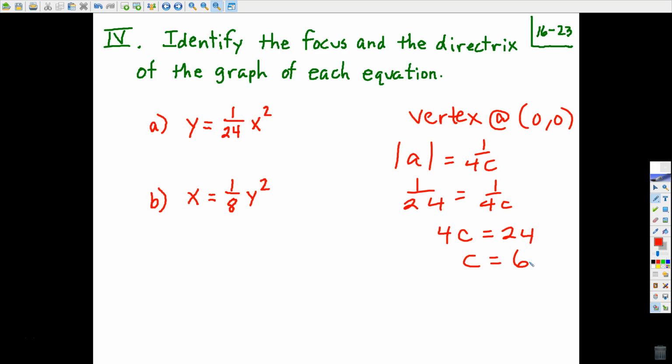A mistake that some people make at this point is they just tell me the focus is 6. Well, the focus is an ordered pair. I'm starting at the vertex being at the origin, and I'm going to travel this many places in the direction that the parabola opens. So Sydney, I'm at the origin. I travel 6 places up. Where am I? So my answer for focus, I'll just put a little F here, is the point (0, 6).